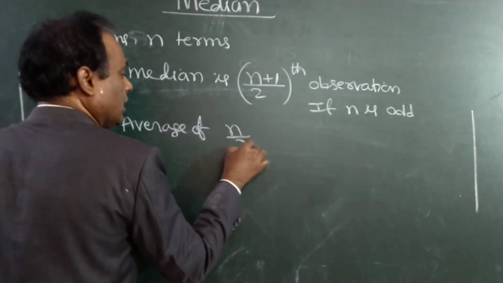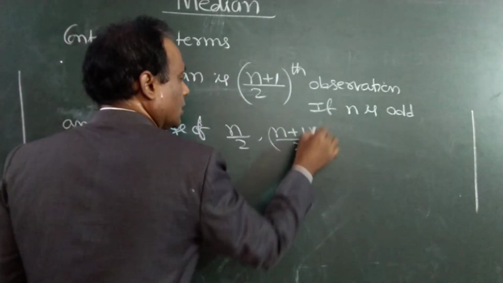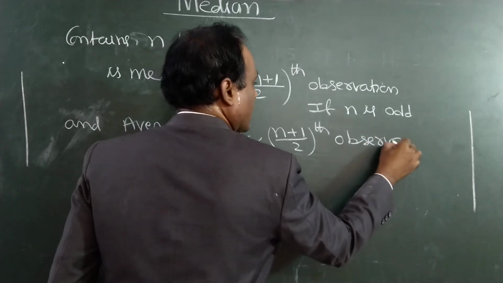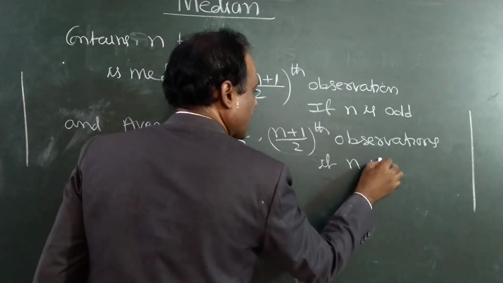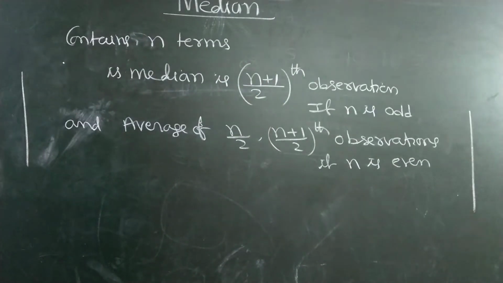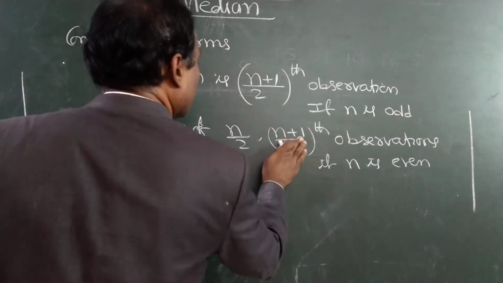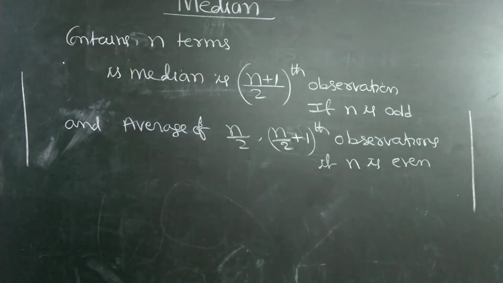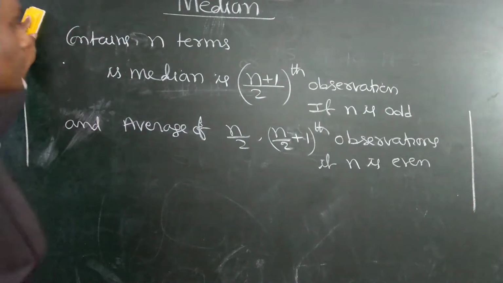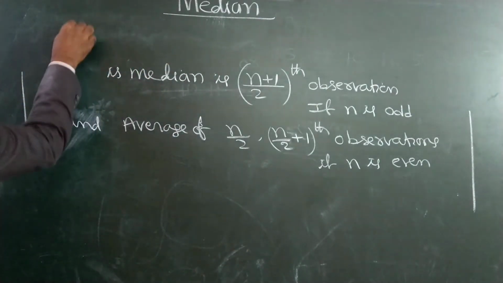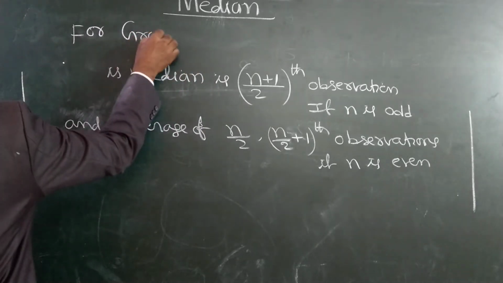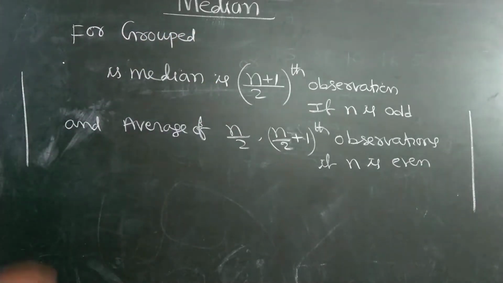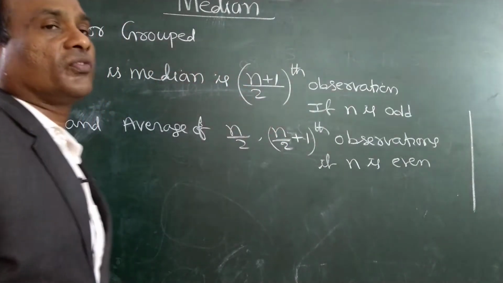Average of the n by 2th and n by 2 plus 1th observations if n is even. Write down this. Now I will use some examples on this. So first let us write the grouped data formula also, after that I will give the examples for this.